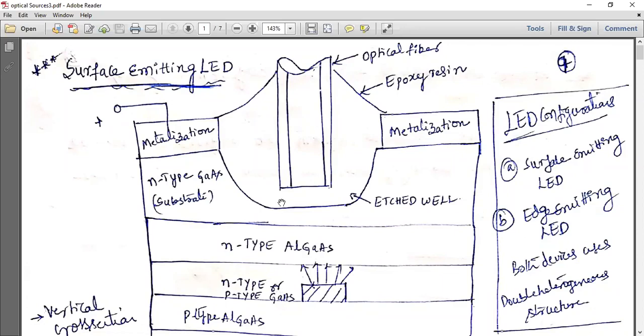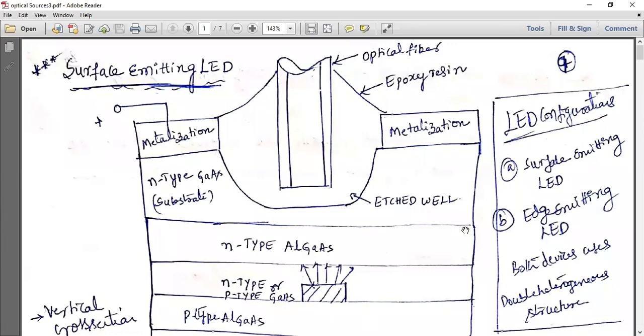If anything is going in this direction, again it will be pushed by an epoxy resin, so that it can transmit through your optical fiber. That's why we have an epoxy resin. But there are chances that the light may go in this direction. Some amount of the light will travel here, which may be wasted, or it may again recombine and generate light. So that is your surface emitting LED.